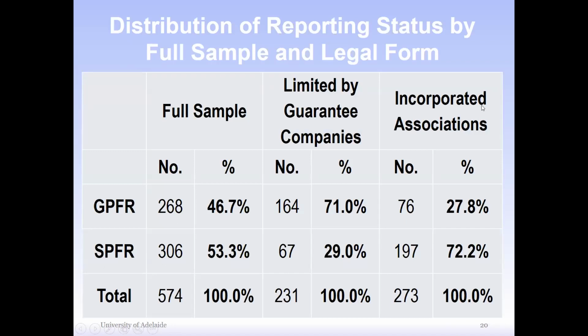As you can see, for convenience, we did an analysis of the full sample and then five legal forms and an other category. The overwhelming majority of charities were either companies limited by guarantee or incorporated associations. For the full sample, the majority of charities, 53%, are determined not to be reporting entities, and are preparing special purpose financial reports. However, when you look at the companies limited by guarantee, the overwhelming majority, 71%, prepared general purpose financial reports. And it's almost a mirror image for incorporated associations, with 72% preparing special purpose and only 28% preparing general purpose financial statements.